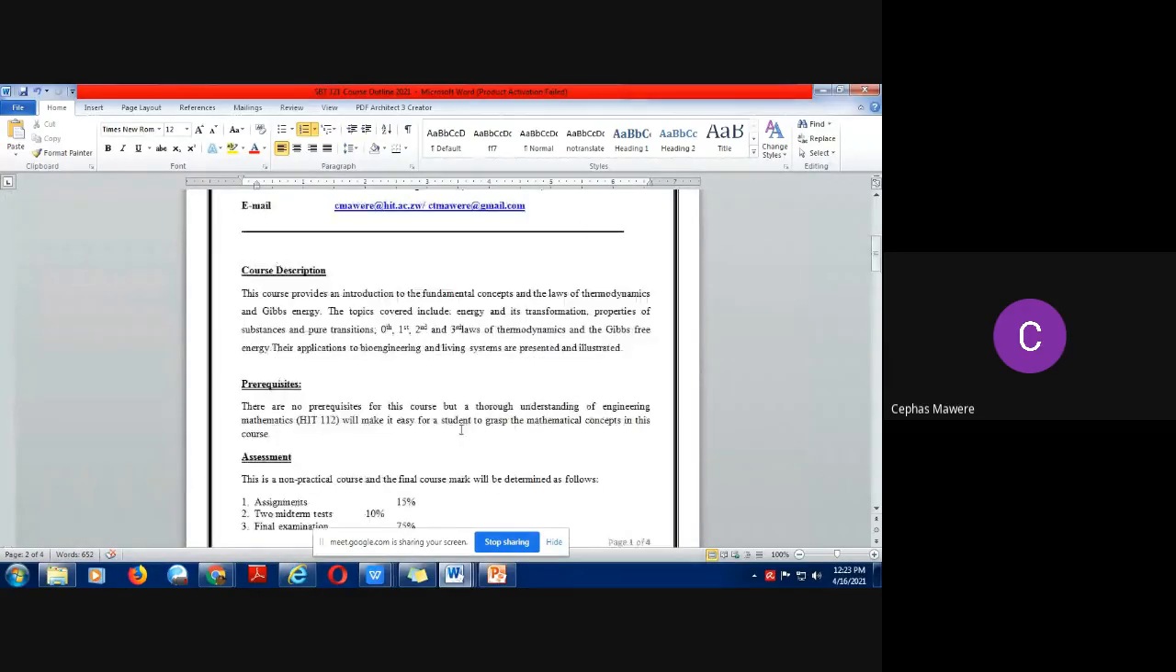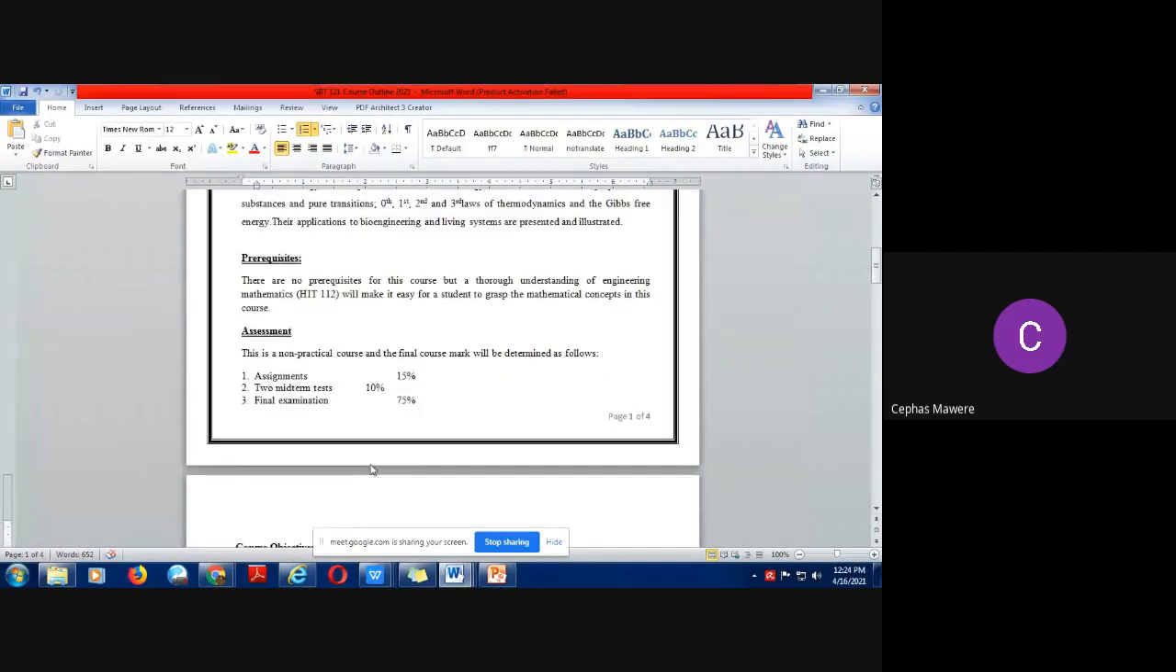Okay, so definitely understanding of engineering mathematics. I think if you know mathematics for technologies, which is HIT 113, I suppose it should make it easier for you to grasp the mathematical concepts in this particular course. All right, so in terms of our assessment, the assignments shall contribute 15% and the tests will contribute 10%, which makes 25% for the continuous assessment, and the final examination would constitute 75%.